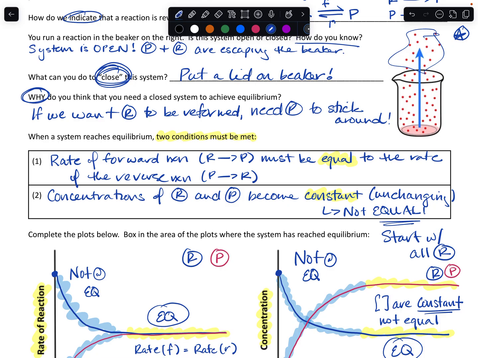And then finally, you should know what is meant by dynamic equilibrium: even though it appears nothing is changing when you look at it from a faraway view, if you get down to the particles, you actually do see lots of changes still happening.